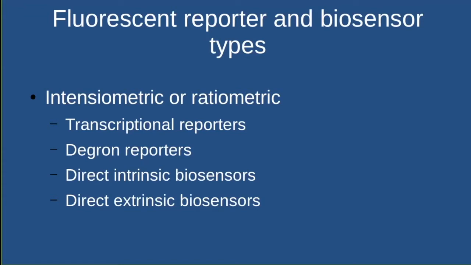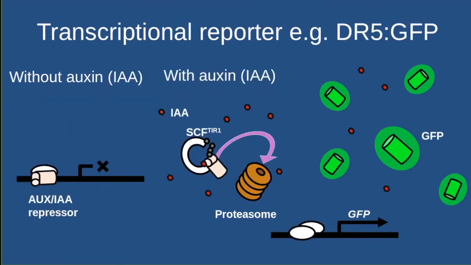There's a long history of fluorescent reporters, from transcriptional reporters such as DR5, degron reporters such as D2-Venus, and then direct biosensors that interact with the analyte directly, which can be intrinsic or extrinsic. I think most people listening will be familiar with transcriptional reporters at the very least.